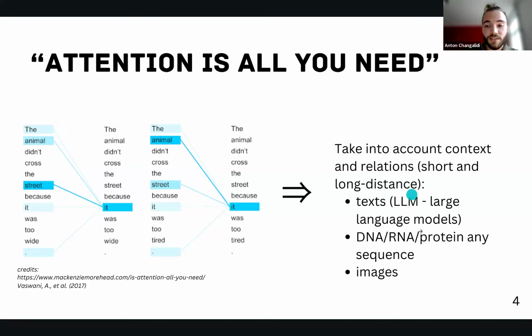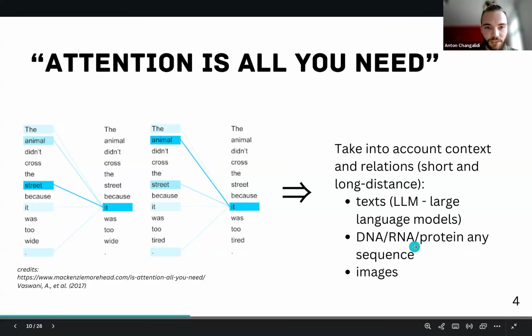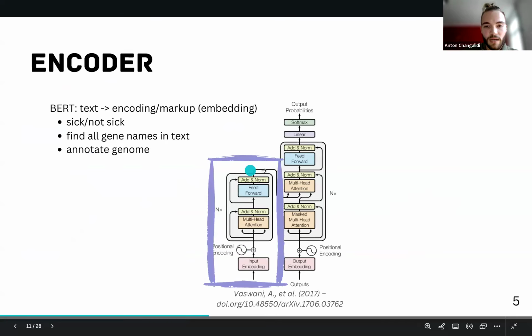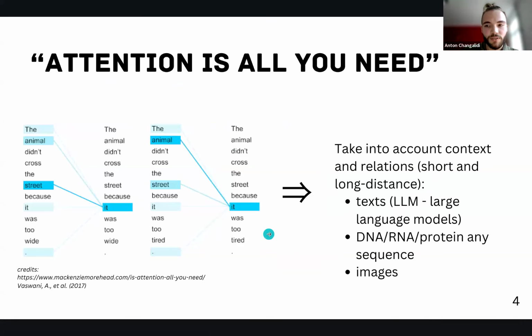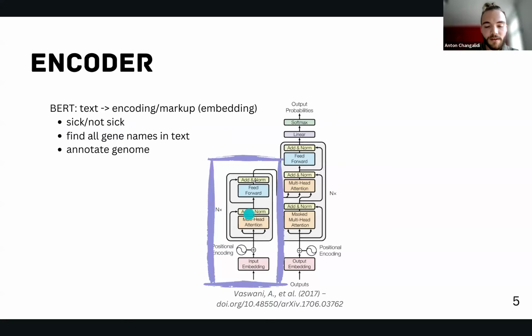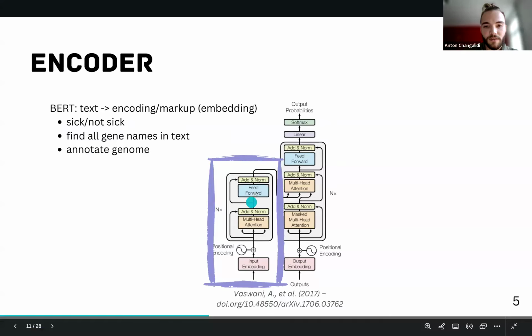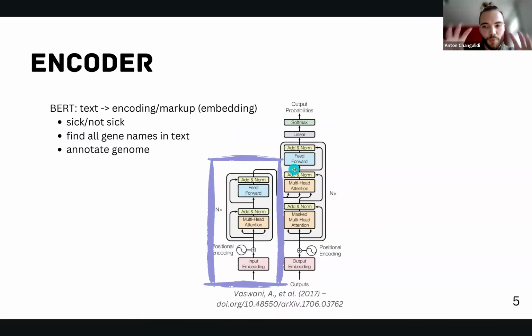For example, in the texts or in the biological sequences or in images. And also, as I mentioned, that is why these models are so cool and work very well. As I said earlier, the transformer model consists mainly of two parts, encoder and decoder. You can use both of them together, but also you can use just, for example, an encoder model. And you probably heard about BERT.